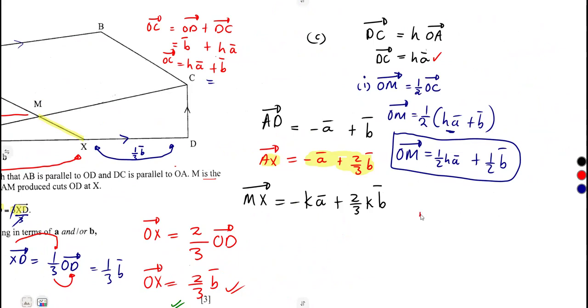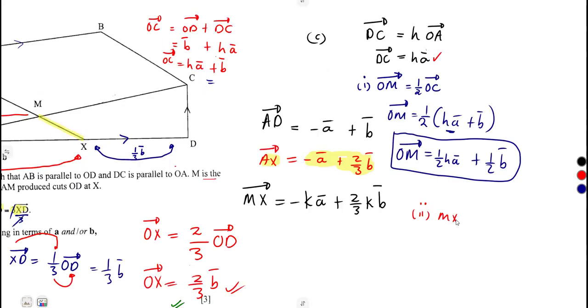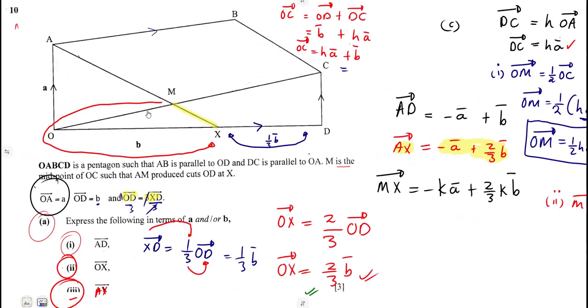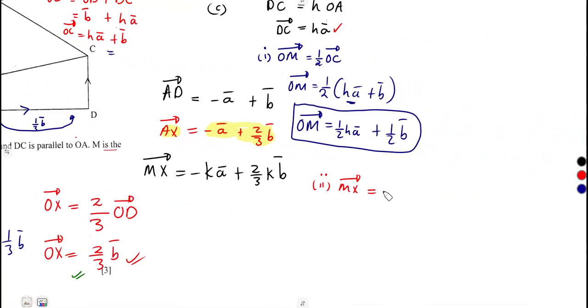And then item 2 is when we are finding what? MX. So as I said, we can take that route from M to what? To O, then O to X. From M to O, then from O to what? From O to X. So that was going to give us vector MX.